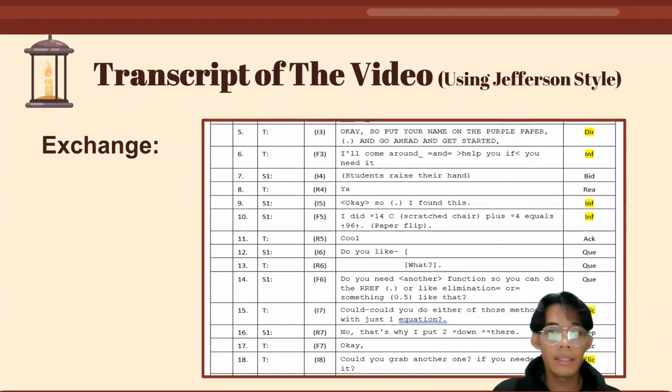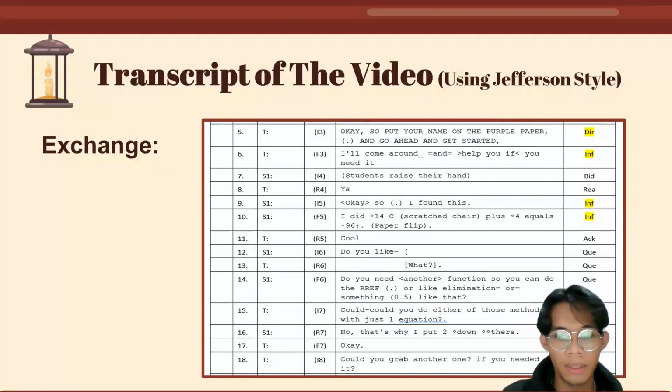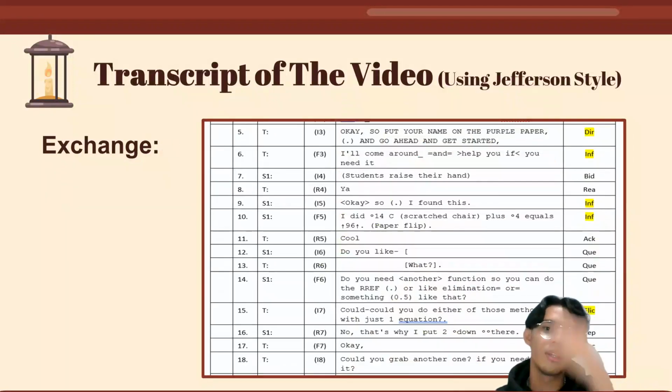Next is the exchange. We talked about exchange previously, and here we can see the exchange. Exchange consists of directing, informing, and eliciting. This is the same example that I used before. Here you can see the yellow mark. This is the directing. The teacher says, "Okay, so put your name on the purple paper and go ahead and get started." The teacher directs the students to put their name on the purple paper and go ahead and get started.